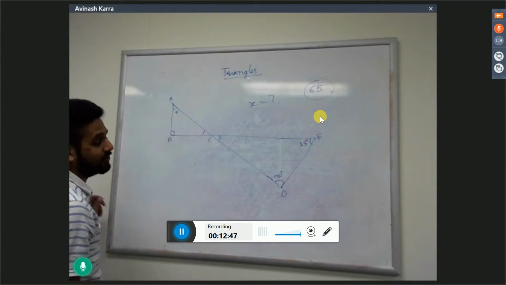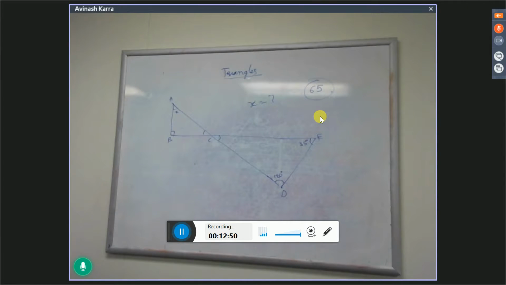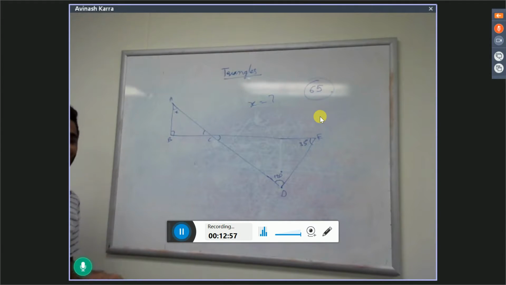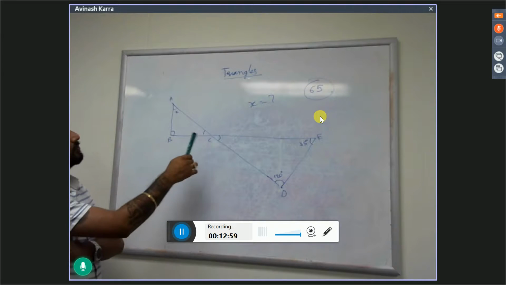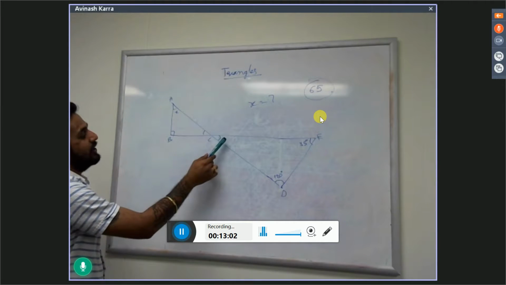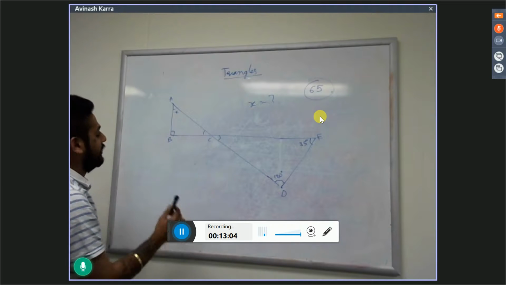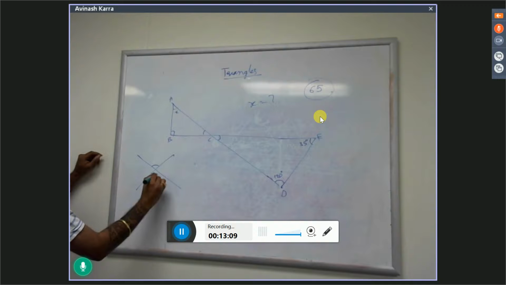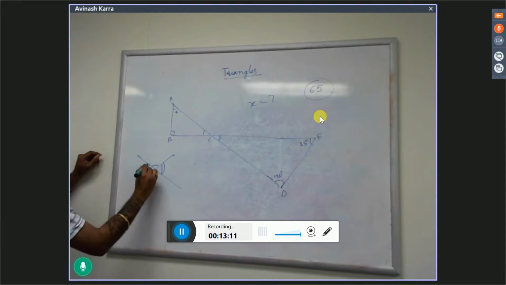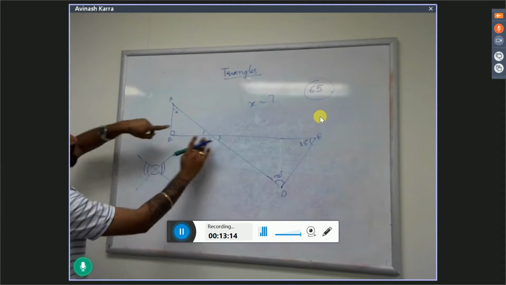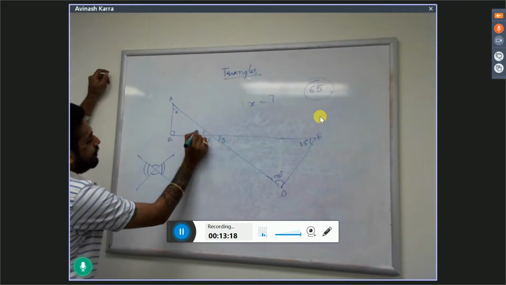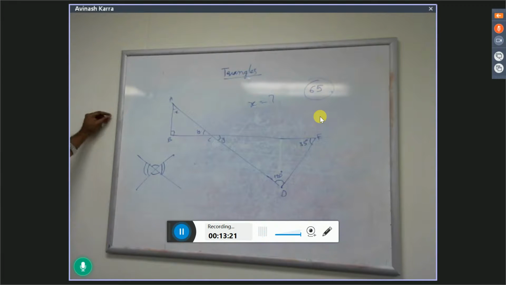Vertical angles. In the last class, I told you, right? Vertical angles are always equal. Whenever there is a line with an intersection, opposite angles will be equal. So I'm applying the same thing. So if it is angle Y, this one also will be angle Y. Yes or no?